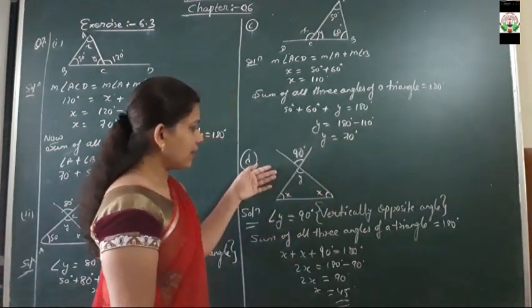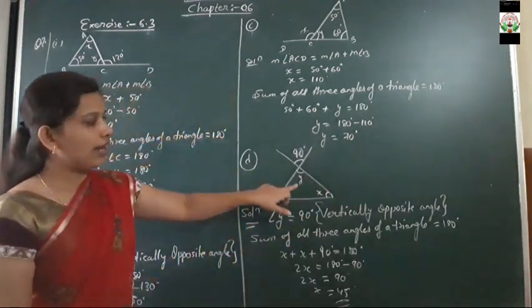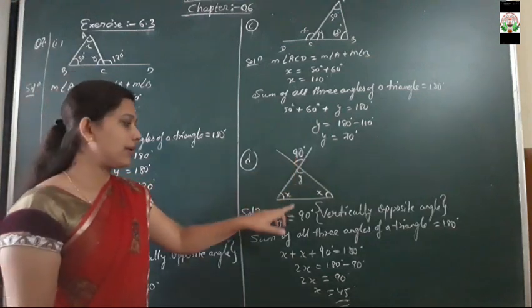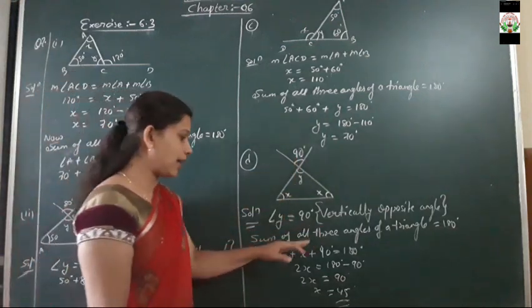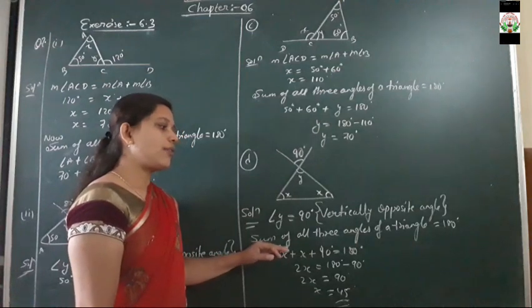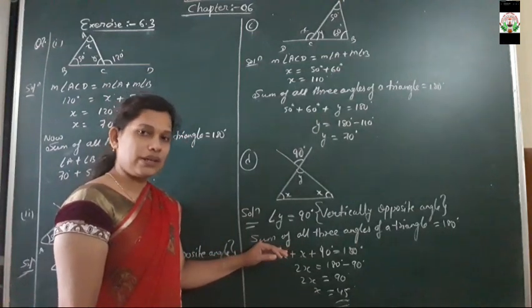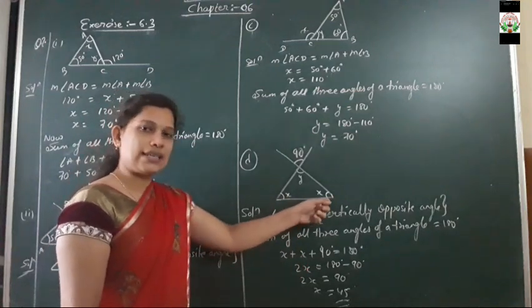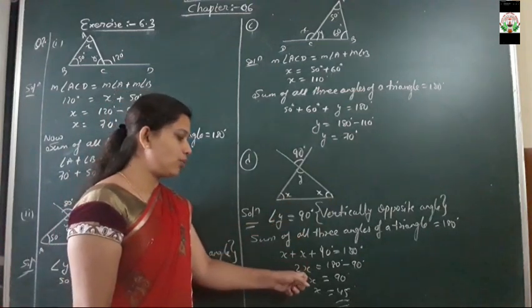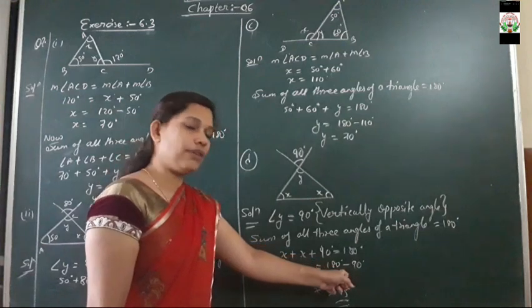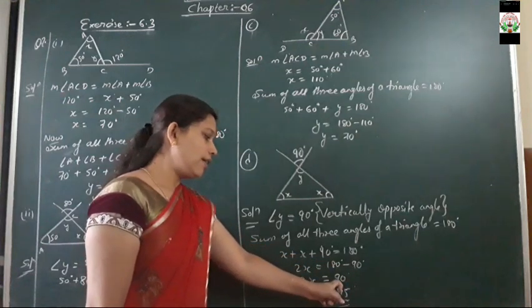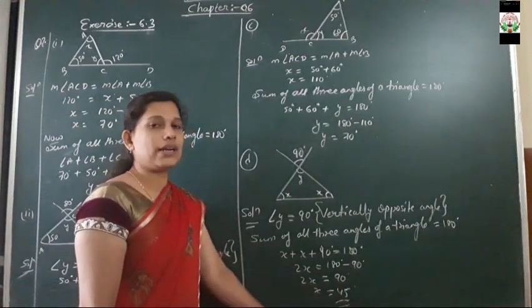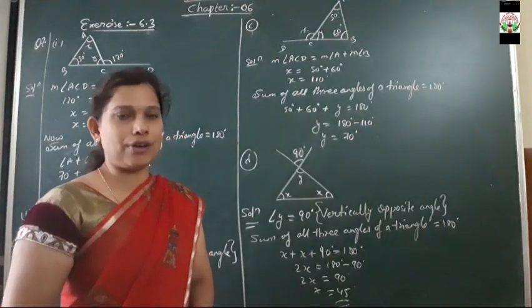Now here you can say it is the same as the C part question. Angle y will be equal to 90 degrees. Why is it so? Because it is a vertically opposite angle. Applying the property that the sum of all the three angles of a triangle is equal to 180 degrees, x plus x, because the base angle is given as x, will become 2x. 90 will be subtracted from 180, we will get the answer as 90. Now 90 divided by 2, we will get the answer as 45 here.